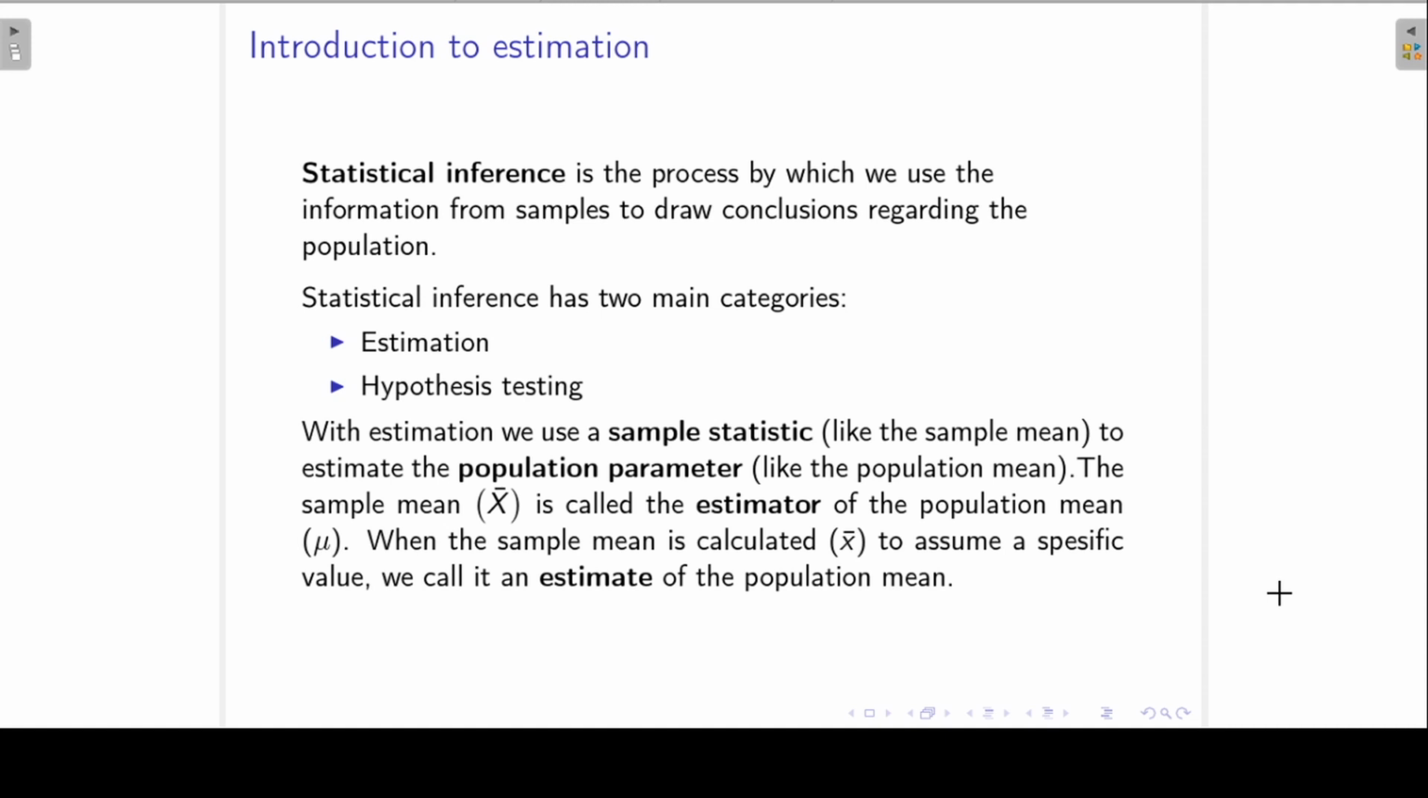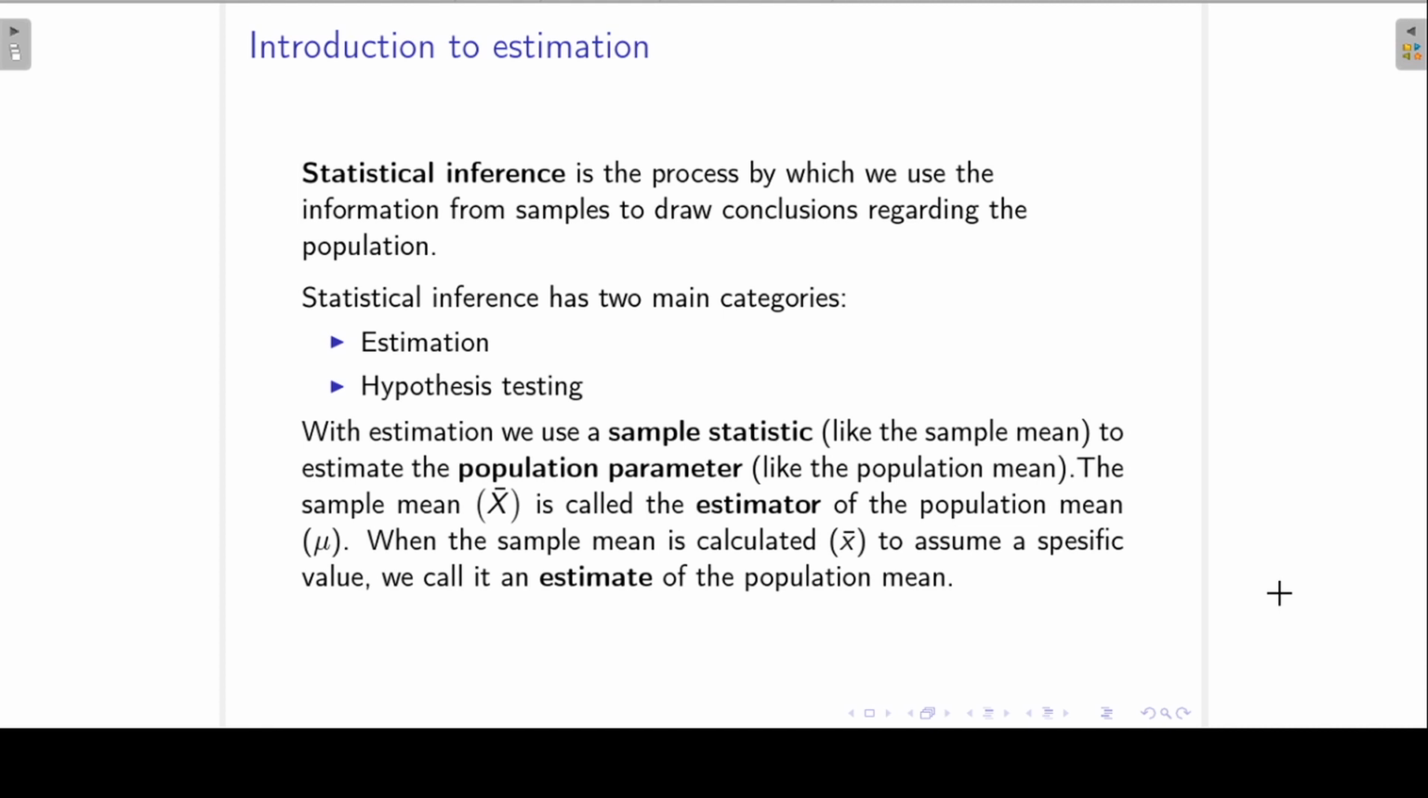With estimation, we use a sample statistic, like the sample mean, so that's a measure that we calculate from sample data, to estimate the population parameter, like the population mean. So the population parameter is unknown, and we use a sample statistic to estimate this population parameter.